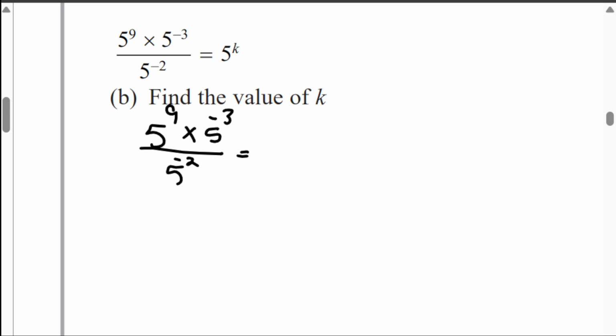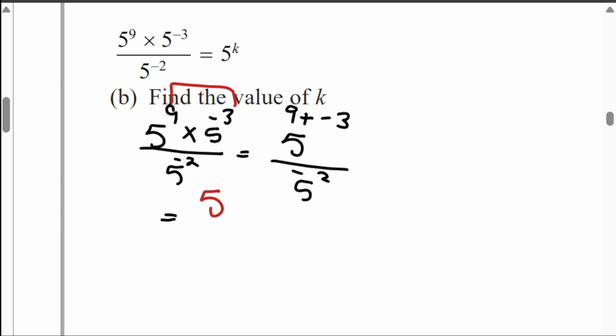The law of indices says you add these if there is multiplication. It's going to be 5 to the power of 9 plus -3 divided by 5 to the power of -2. That equals. What's 5 to the power of 9 plus -3? 9 plus -3 is just like 9 minus 3, so it's 5 to the power of 6 divided by 5 to the power of -2.